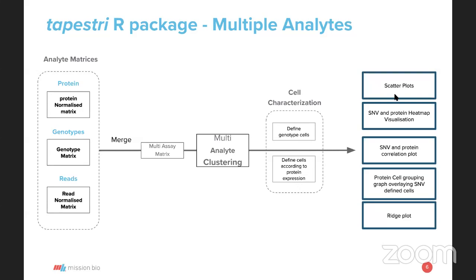There's a bunch of visualization you could do. We could look at scatter plots, SNV, protein heat maps, correlation plots, and then we could overlay each analyte on top of the other and look at it. And then we have a ridge plot way of visualizing the data.